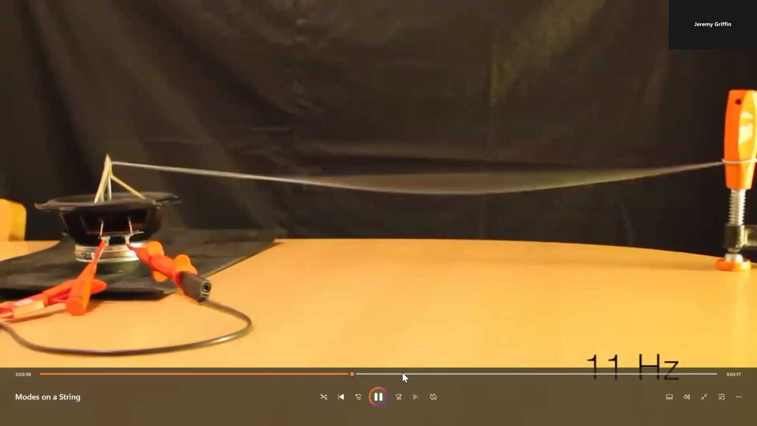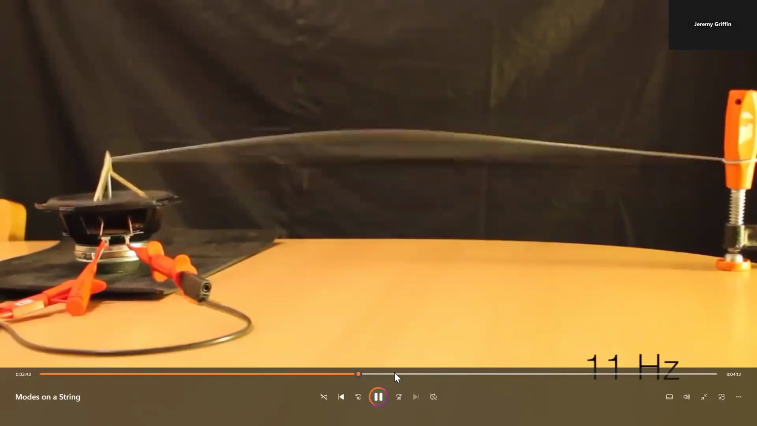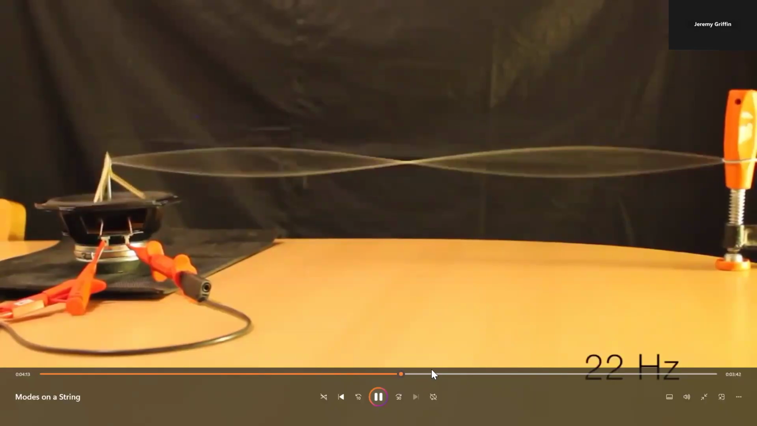So this is some kind of wave propagation. It looks like 11 hertz sets up that type of standing wave. Fast forward a little bit. Here's 22 hertz. So if he doubles the frequency, see it, double the number of lumps.